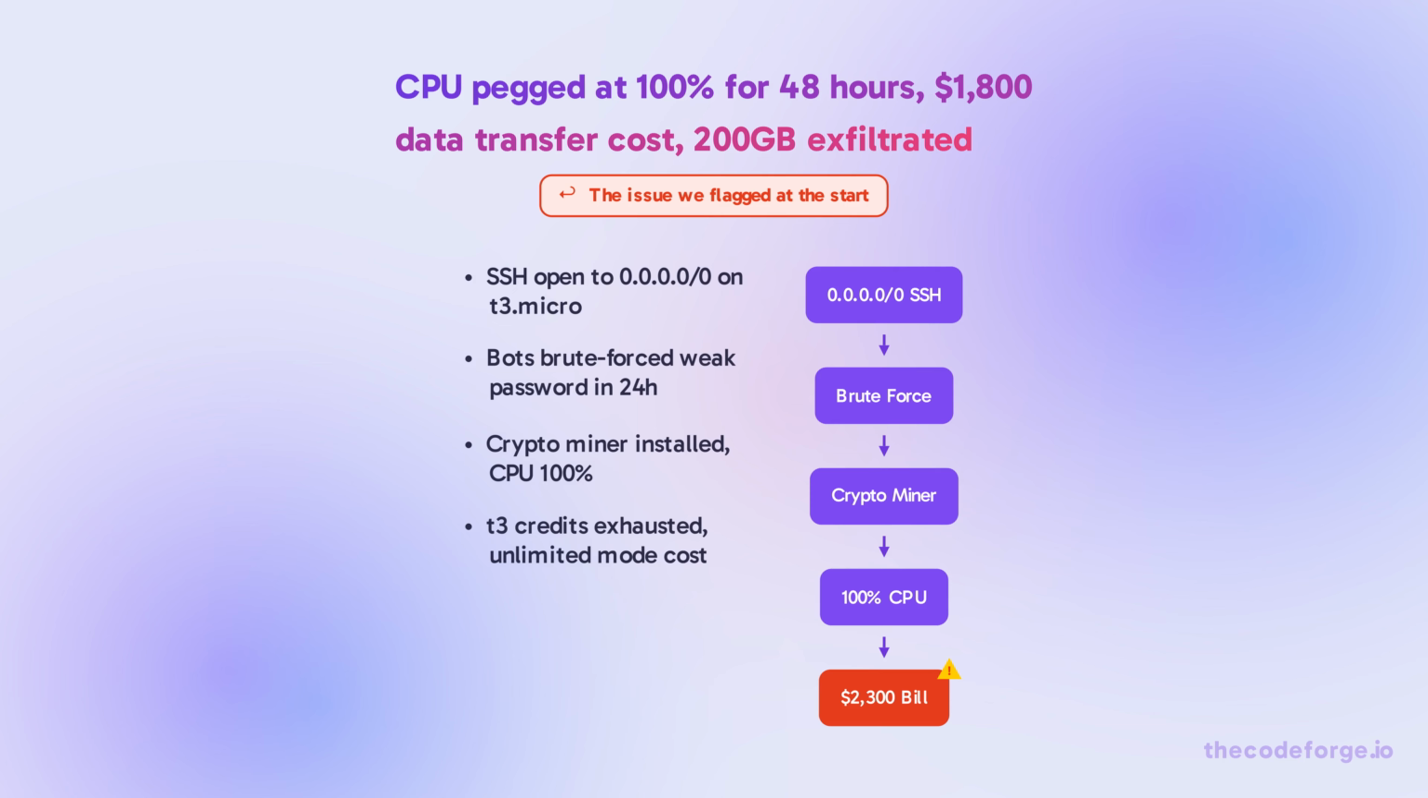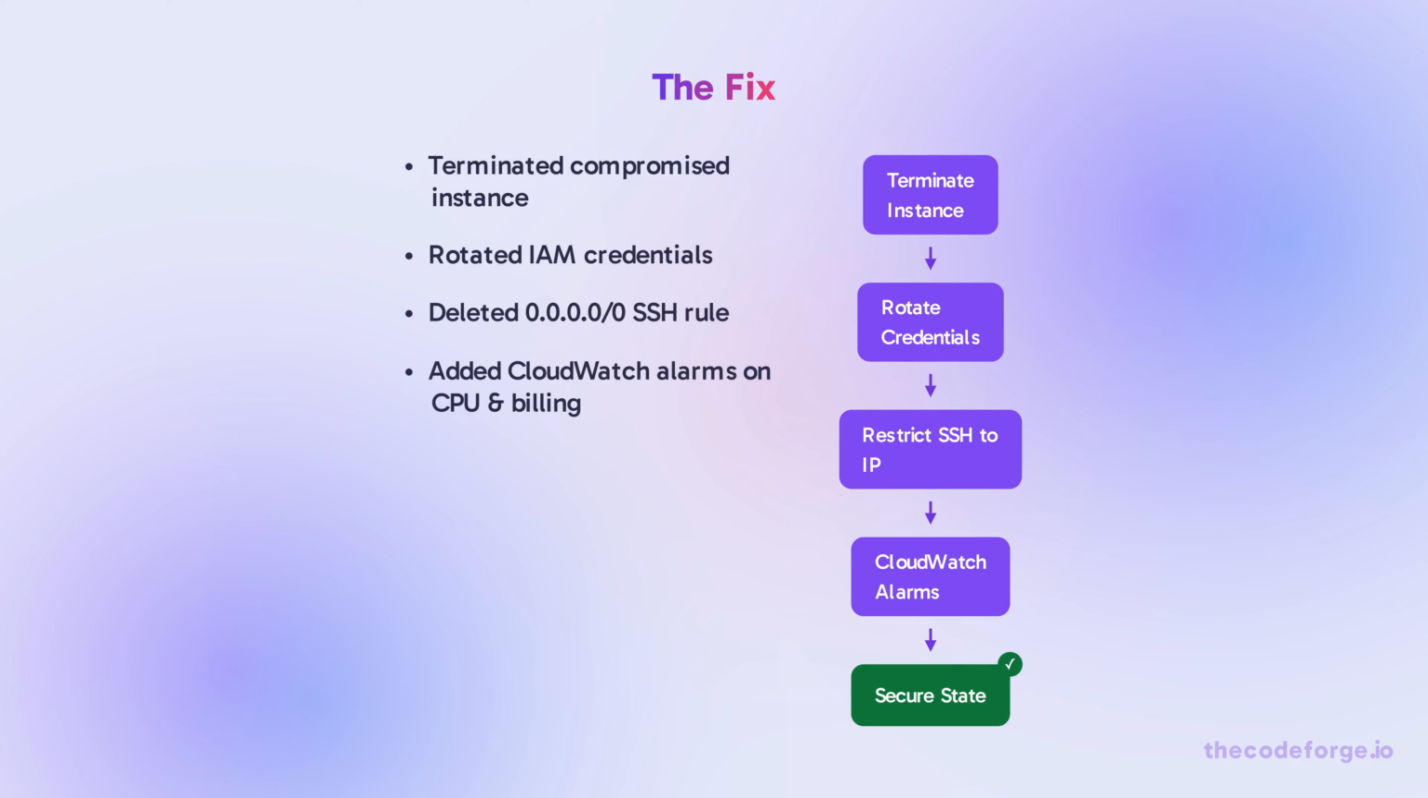The T3 Micro ran out of CPU credits, switched to unlimited mode, and the data transfer to the mining pool cost $1,800. Total bill, $2,300. The fix was immediate. Terminate the compromised instance, rotate all Identity and Access Management credentials that were on that instance, and delete the dangerous security group rule.